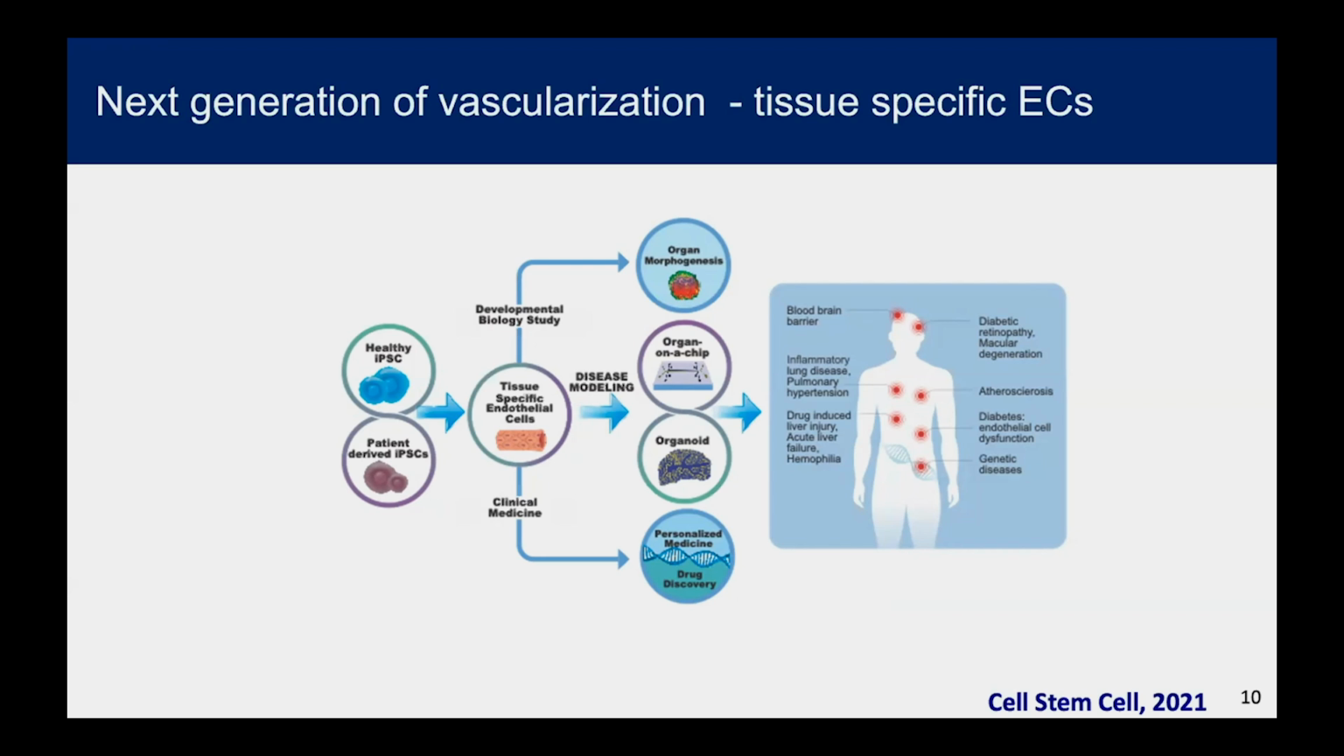And this will allow us to understand more about organ morphogenesis, develop more precise organ-on-a-chip models as well as organoids, and hopefully develop personalized medicine and drug discovery in specific organs in the body. So with that, we wanted to understand how hypoxia regulates vascular assembly. And vascular assembly is happening in three dimensions.